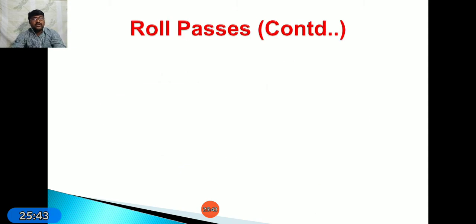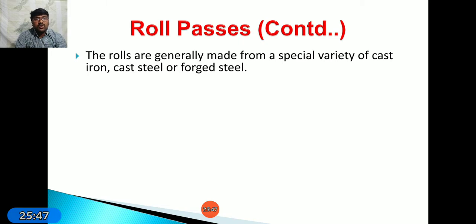Coming to the continuation of the roll process, here the rolls are generally made from a special variety of cast iron, cast steel or forged steel, because they have to carry out the rolling process. The rolling materials have to have high hardness. In that case we have to use these types of materials, that is cast iron, cast steel and forged steel.